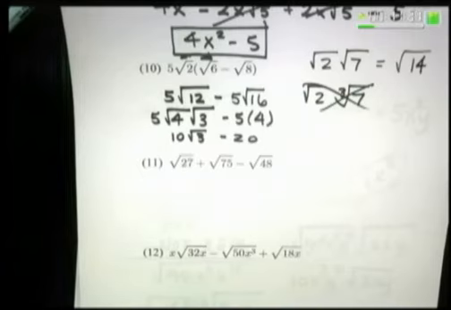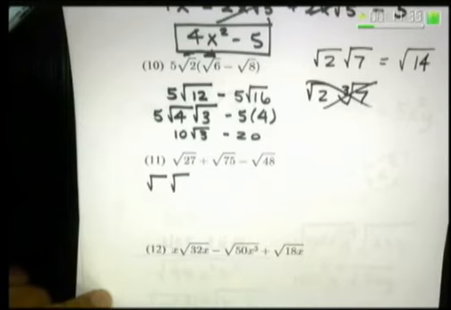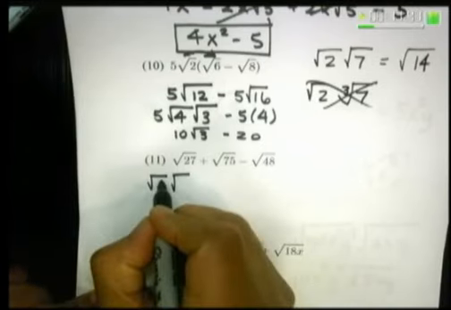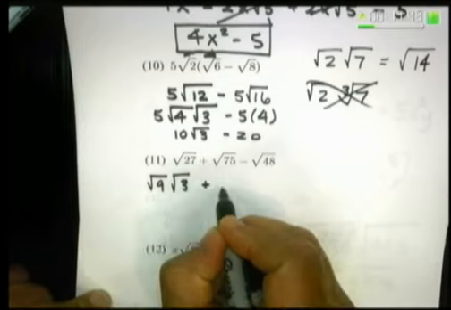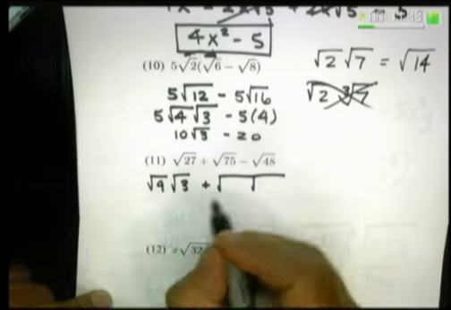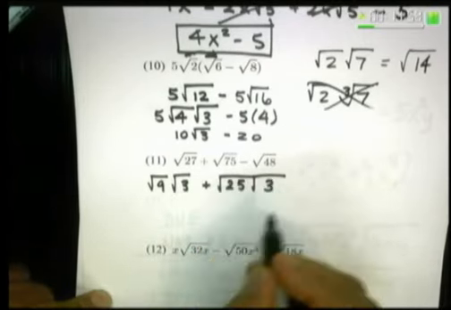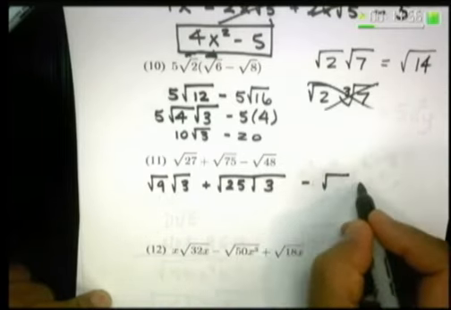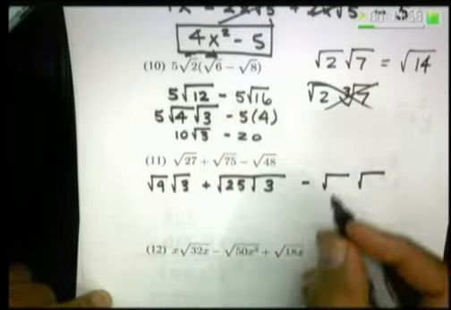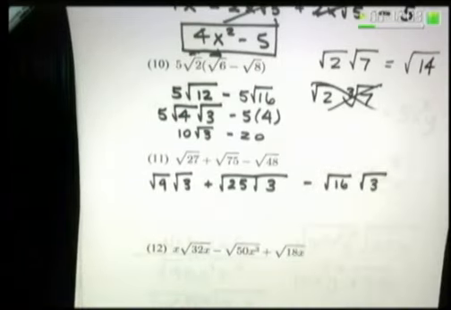Square root of 27. The question is, is that perfect? Is 27 perfect? No, right? So we need to break this down into two pieces again. So what two pieces are we going to use? 9 and 3. Very good. 9 times 3. All right, 75. Is that perfect? So break it down into two pieces. What is it? Yeah, right. 25 times 3. Very good. And 48. Is it perfect? So let's break it down. What is it going to be? 16 times 3.